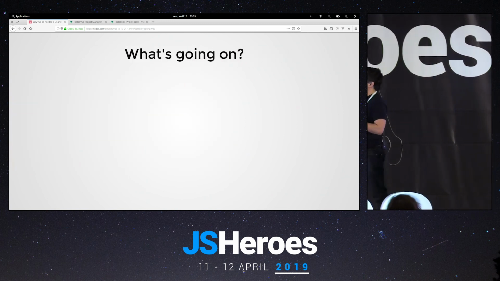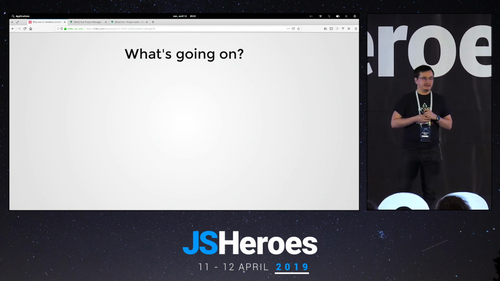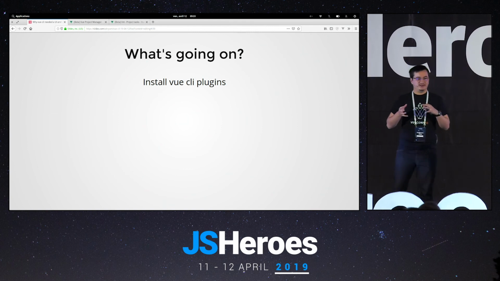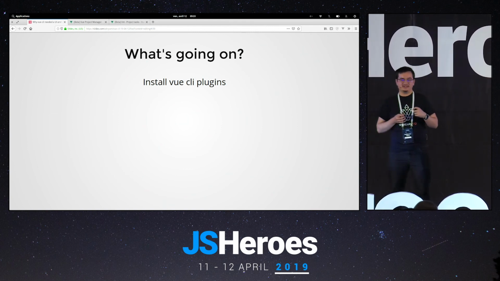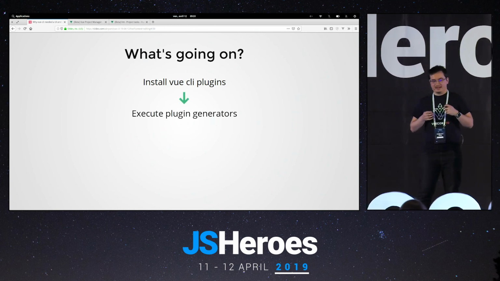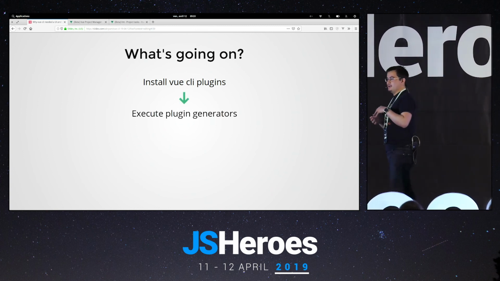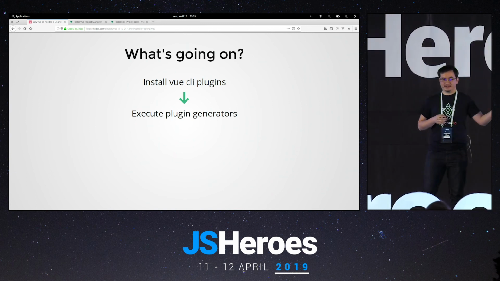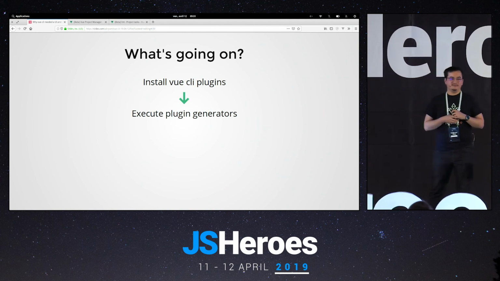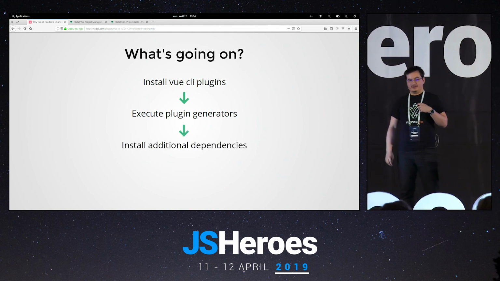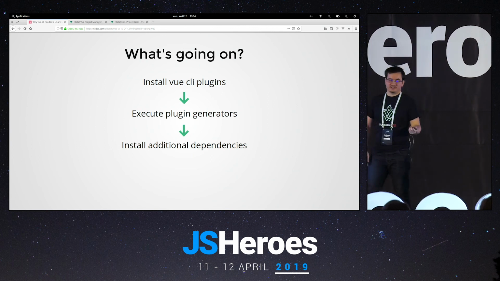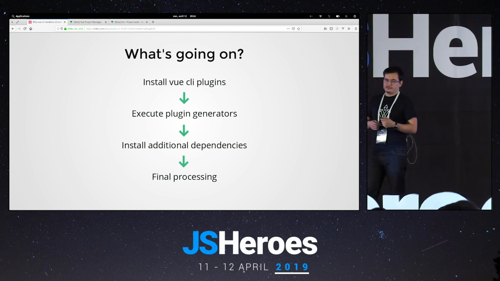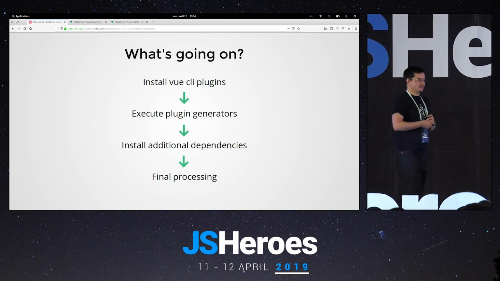So what was going on? A little bit of explanation of when I created the project. Basically, Vue installed the plugins corresponding to the features selected during creating the project, and then it ran what we call generators to create new files or edit existing files, as we saw in the Git-like diff view. And then generators can, for example, add new dependencies to your project, so we're gonna install them for you. And then we can do some final processing, like linting the files or whatnot.